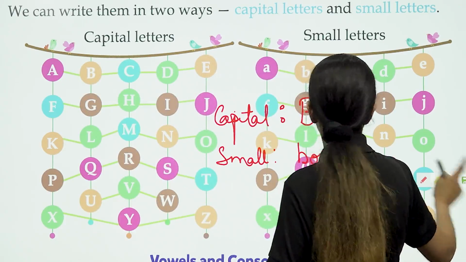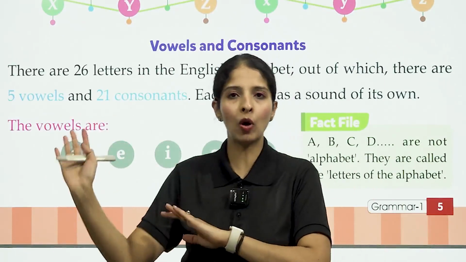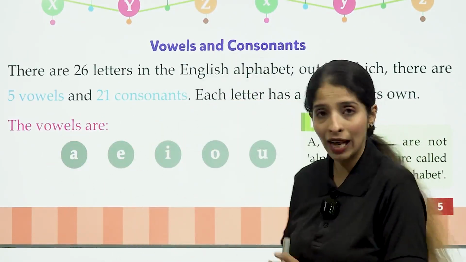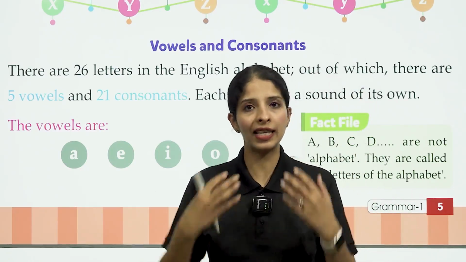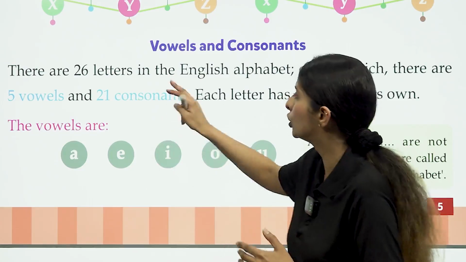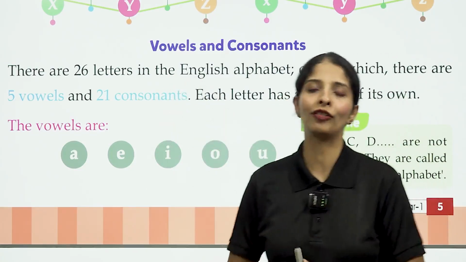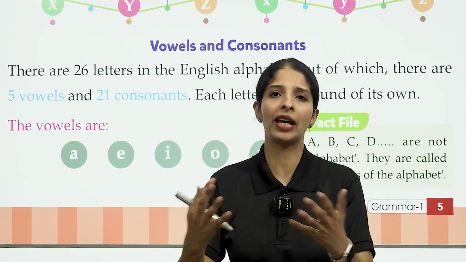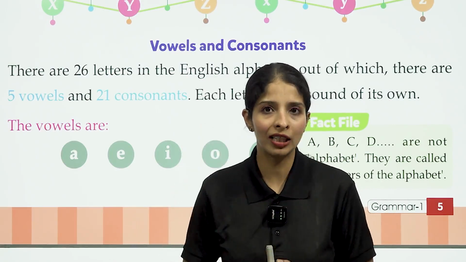Now, next we talk about vowels and consonants. We spoke about that there are 26 letters in the English alphabet. Now, we have 5 vowels and 21 consonants. Say with me, vowels, consonants. Each letter has a sound of its own. In previous classes, we talked about how each letter has a certain pronunciation. They are pronounced in a certain way.